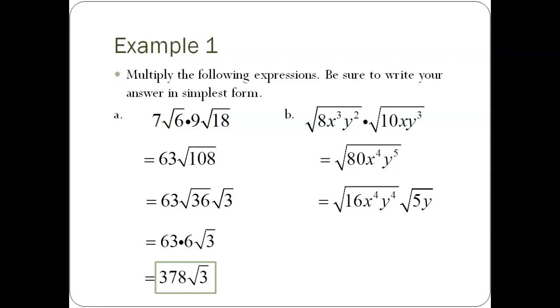Now I can simplify that first radical. The square root of 16 is equal to 4. The square root of x to the fourth is x squared, and the square root of y to the fourth is y squared. So we're left with 4x squared y squared times the square root of 5y. And that's my answer.